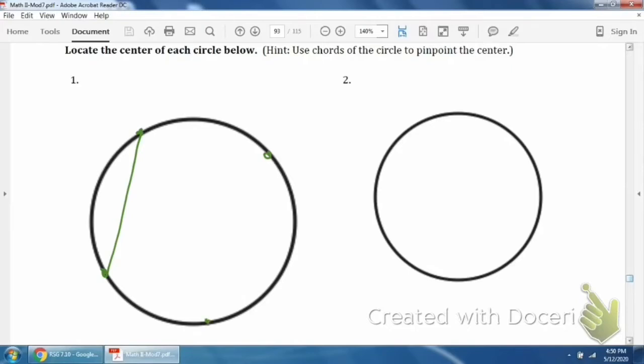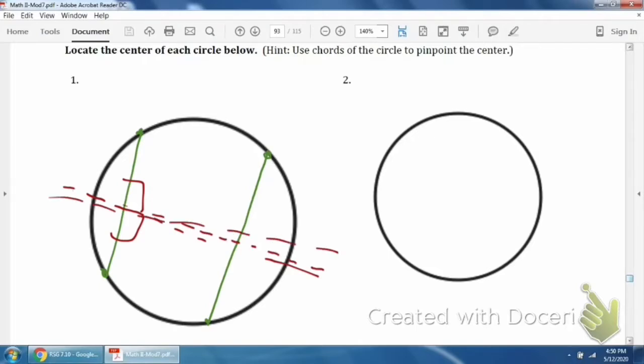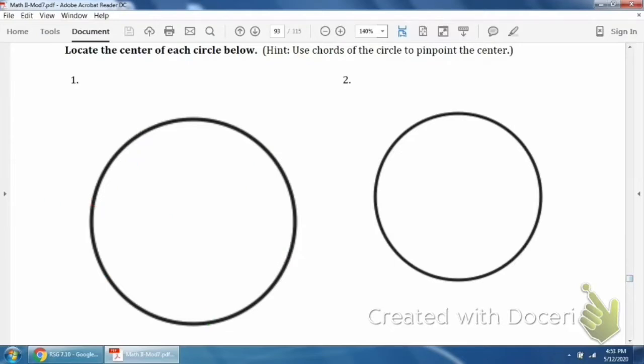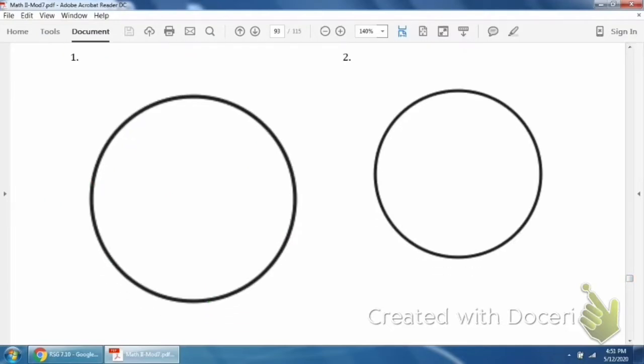Okay, so for this one, what you would do is you would make any two chords. I'll just make it so it's random. So 2 chords. You would find the perpendicular bisectors of each one with a compass, which is why we're not doing it. So like perpendicular bisector of that one, and then perpendicular bisector of that one. Okay, and they should cross somewhere. They would cross in the center of the circle. There's a video of that too on my YouTube channel from the very beginning.